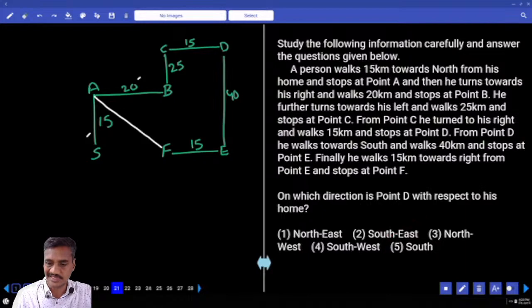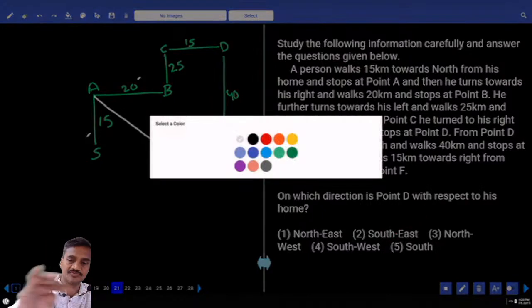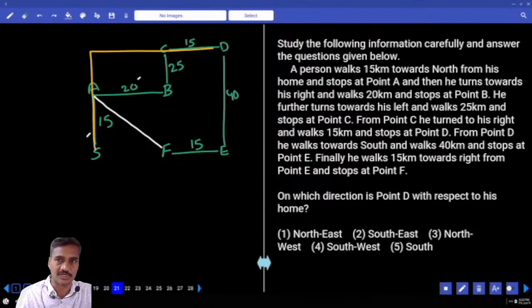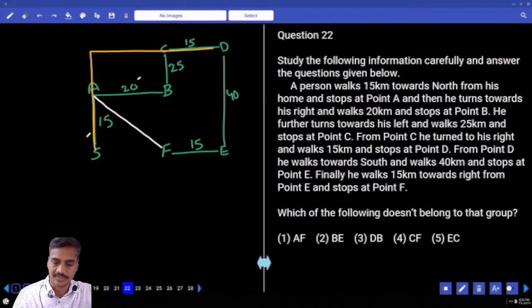Then, in which direction is D with respect to home? Now, in order to reach D from the starting point, this person has to move towards north and east, that is northeast. And northeast is choice 1, question number 21. Then 22nd, which of the following does not belong to the group?